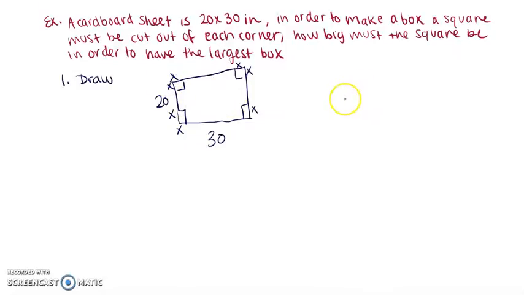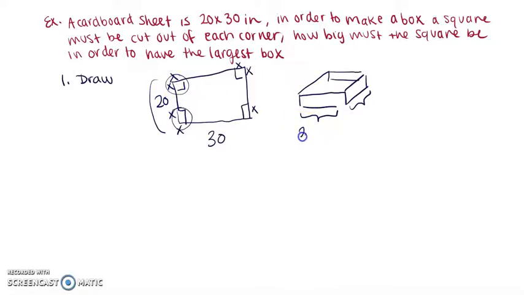Now, this sheet is going to be folded up into a box, and that's going to look like this, once these squares are cut out. And this side here, and this side here, we're going to solve for the sides algebraically. So this side right here is 20, and if you take away these two boxes here, it'll be 20 minus 2x. Same for this side, which will be 30 minus 2x. And the height here will be x because of the square we cut out.